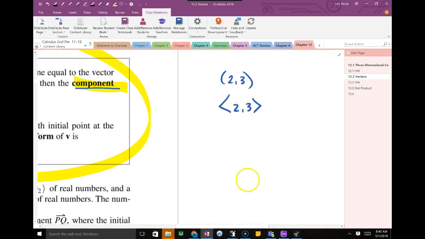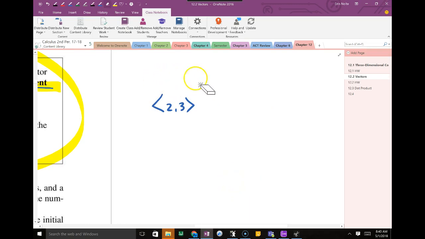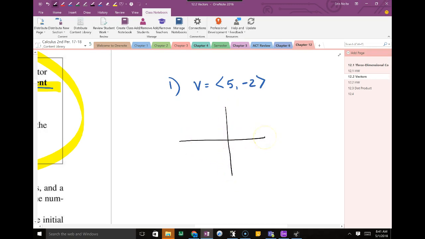Okay, so let me show you how you would draw a vector. Okay, so let's say they gave us vector v is going to be, let's just say <5, -2>. Okay, so if you were going to draw that vector on a 2-dimensional surface, so this is a 2.